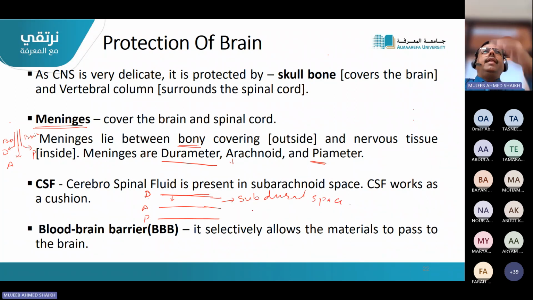Anything below, we call it sub. This is the arachnoid mater, the arachnoid layer of the covering. So what do you call this space now? The subdural space is below the dura mater. So what is the name for any space below the arachnoid mater?